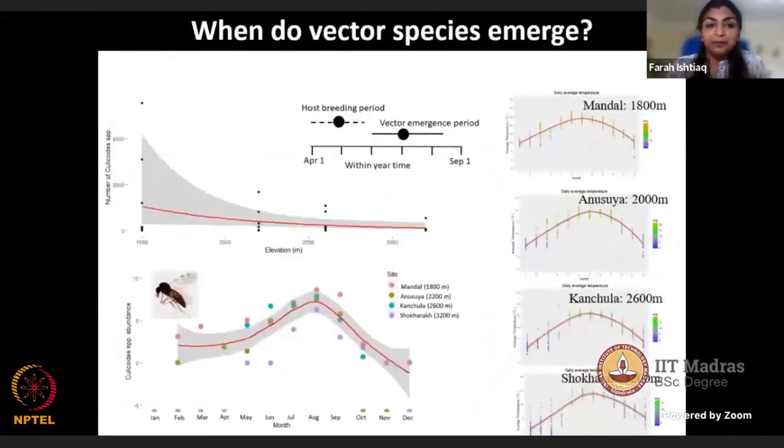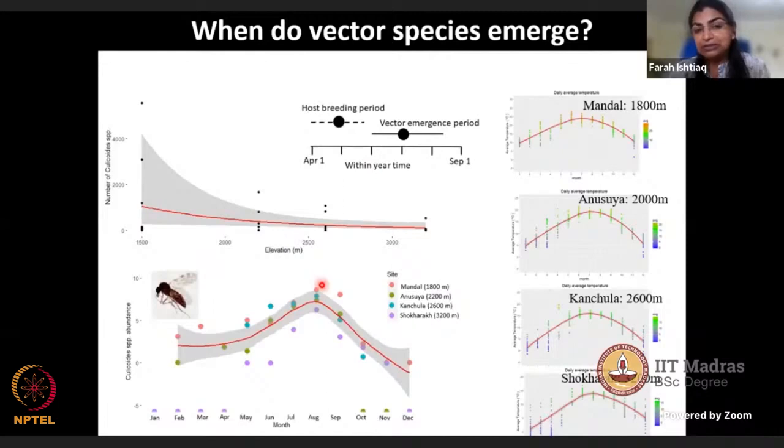Now, coming to the vector species, as I said, it's a three-piece jigsaw puzzle. We also want to understand what's going on with vector abundance. We think that if temperature is driving parasite prevalence in these birds, it does drive the emergence of different vector species in this environment. Most of the vector species show a negative relationship with elevation, so as you go higher up, you don't tend to see many vector species. And somewhere here, at this time of year, you see a peak when these mosquitoes or different vector species emerge.